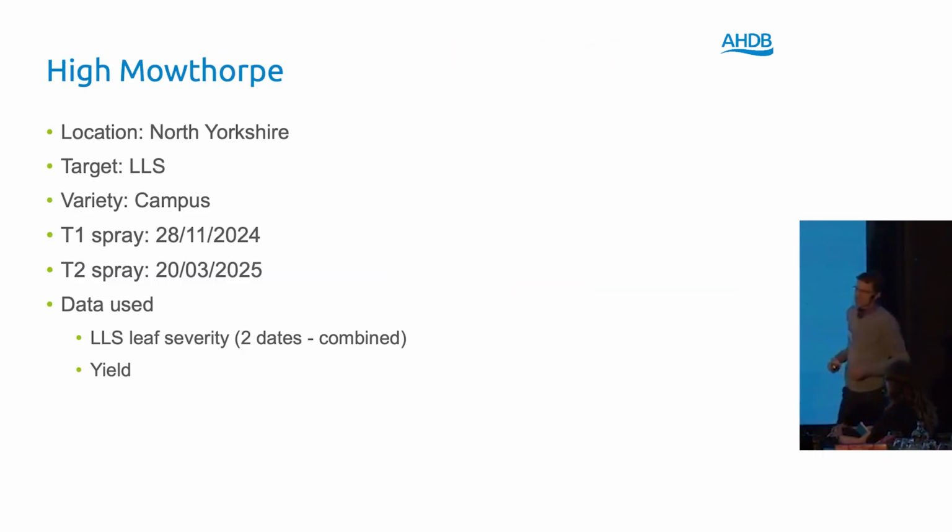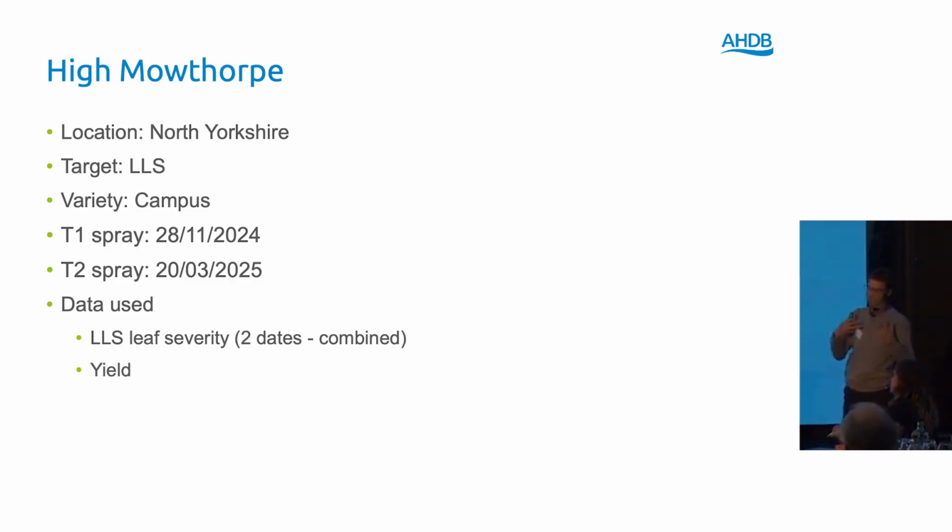So we move on to light leaf spot. This is the light leaf spot trial results for High Mowthorpe, North Yorkshire, where, as mentioned, historically we get high pressure of light leaf spot. And I will give some context of what we mean by high pressure of light leaf spot, because I know in previous years there's been a bit of confusion around what we mean by high pressure when we talk about moderate leaf severity.